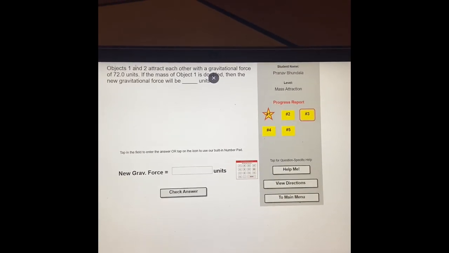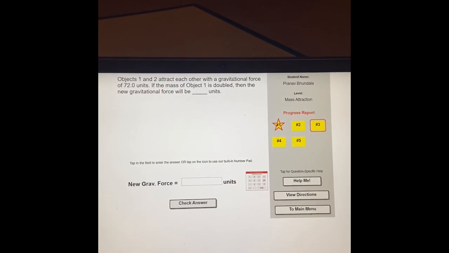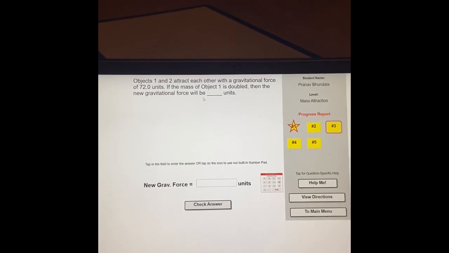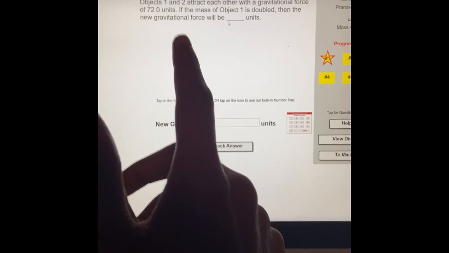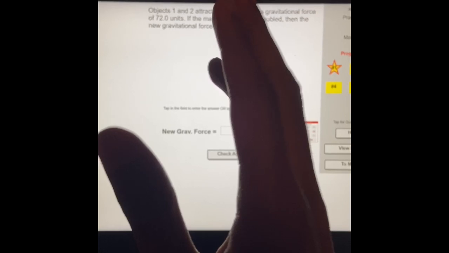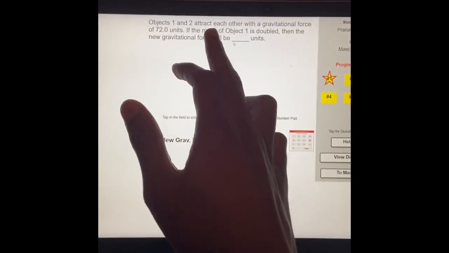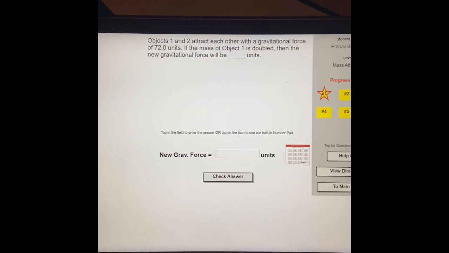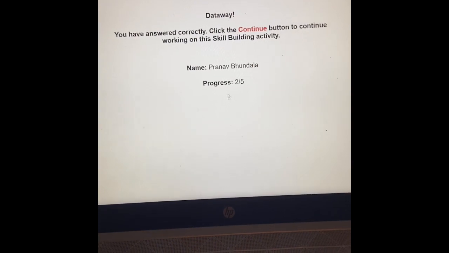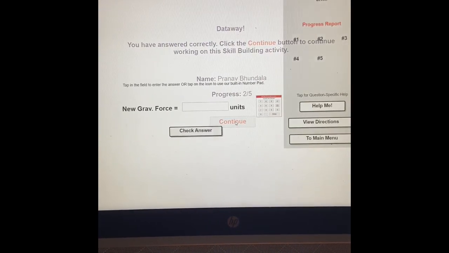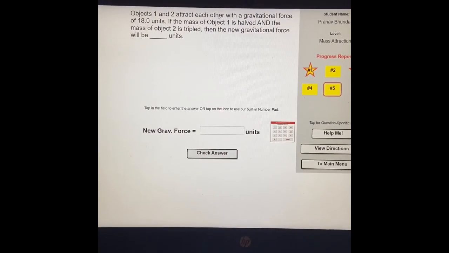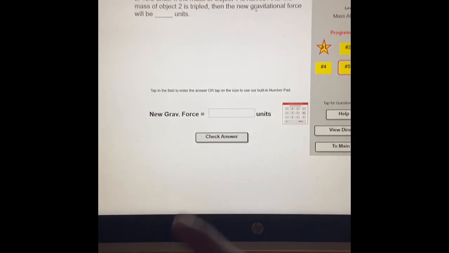Objects 1 and 2 attract each other with a gravitational force of 72. If the mass of object 2 is doubled, then the new gravitational force will be blank units. We have the same value of 72 units. In the last one, the mass being halved meant the gravitational force was halved. So if this time the mass is doubled, the gravitational force is doubled. So 72 times 2 is 144. Great job. So basically, mass and gravitational force are directly related.